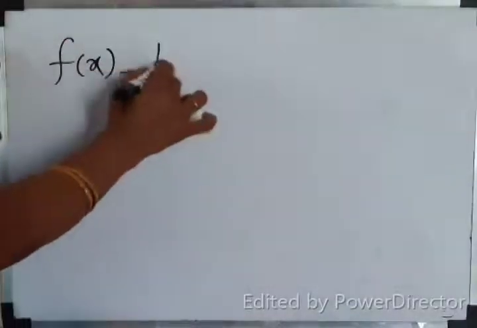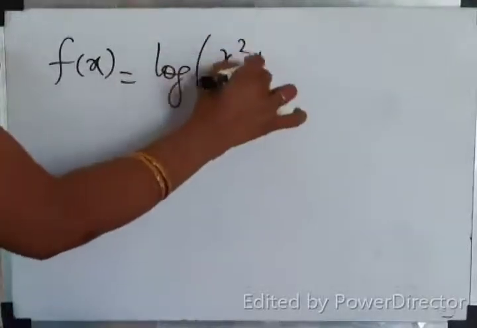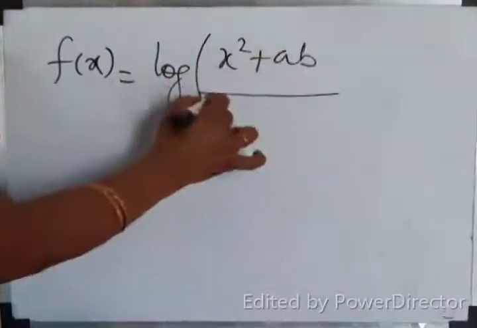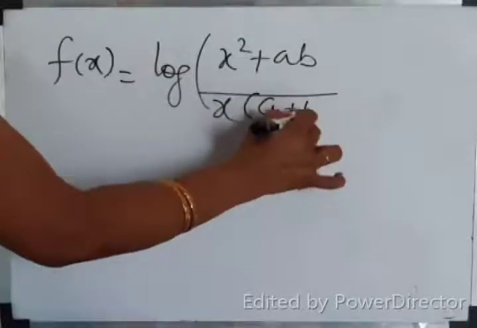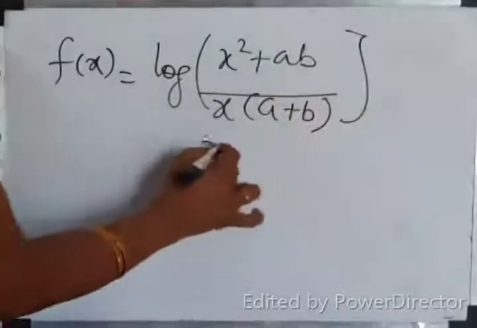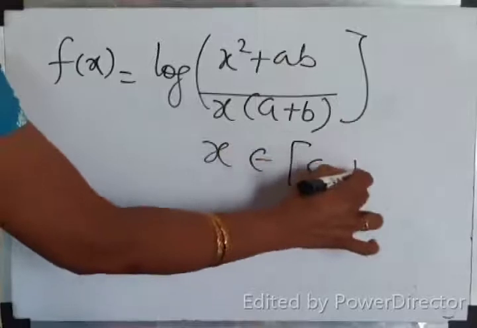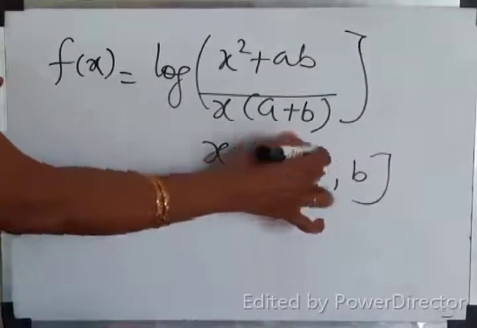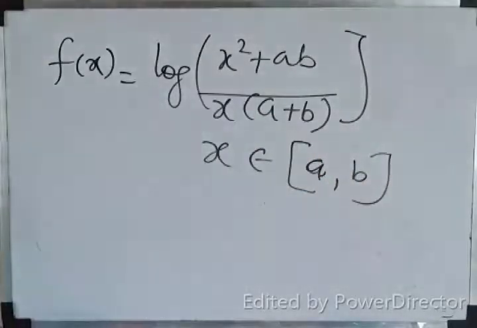We'll do one more. Verify Rolle's theorem for the function f of x equal to log of (x square plus ab) by x(a plus b), where x belongs to the closed interval [a, b].